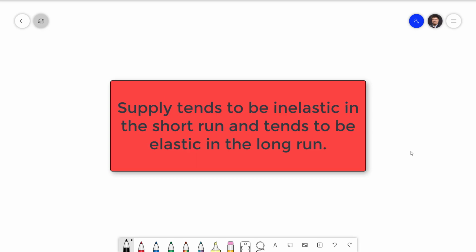Going along with this, the time horizon is really important here. In the short run, much like demand, supply tends to be more inelastic, especially for those producers who are at capacity. In the short run, it's very difficult to increase capacity, but in the long run, they might be able to do that. So in the long run, supply becomes more elastic.